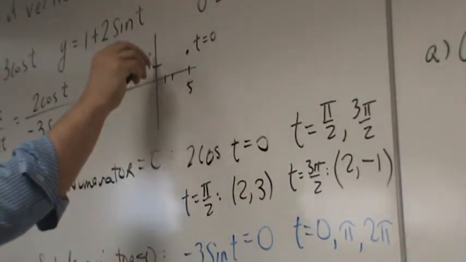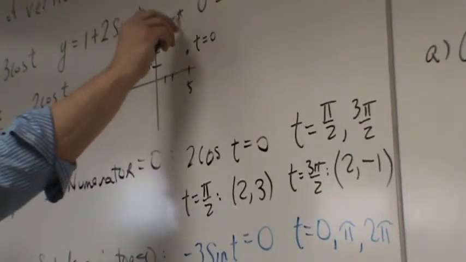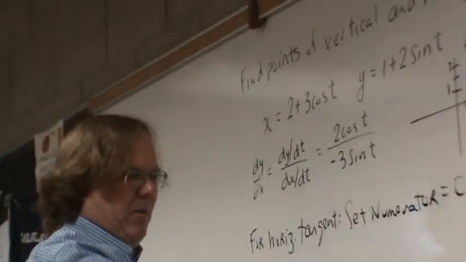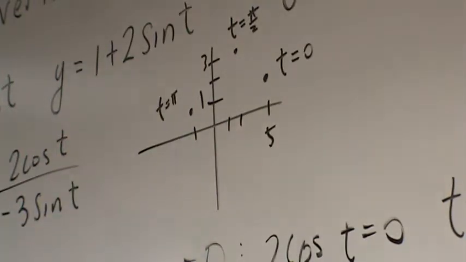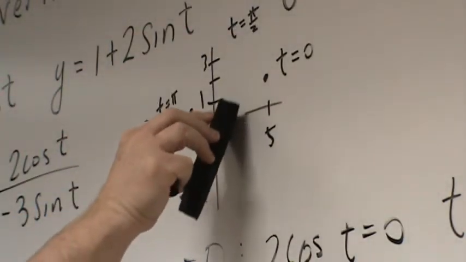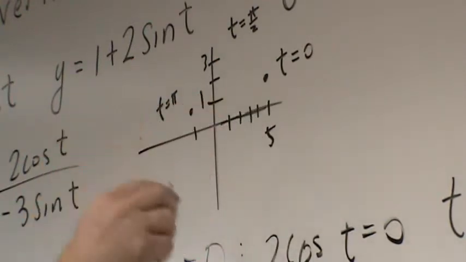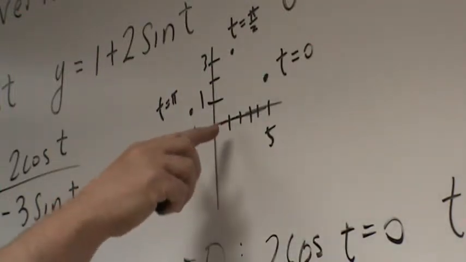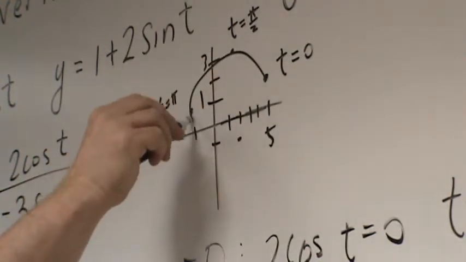So here's 2, 3. I'm going to be right there. And this is when t is equal to pi over 2. When t is equal to pi, I'm going to be at -1, 1. So I'm going to be right there. T equals pi. I think I kind of made this one bad. Here, 1, 2, 3, 4, 5, whatever. And then when t is equal to 3 pi over 2, where am I? Right there. Then it's 2, -1. So I've got something that looks like this.